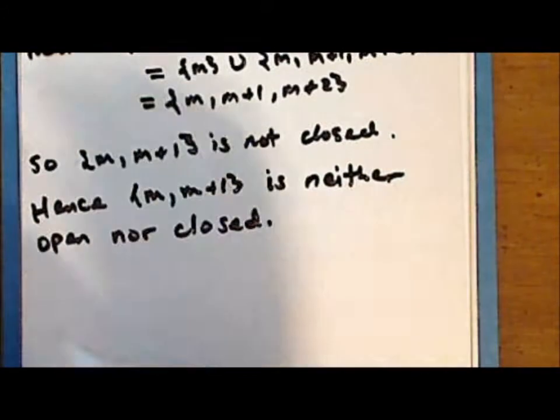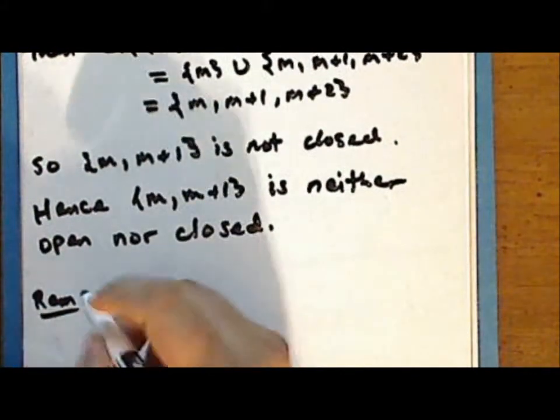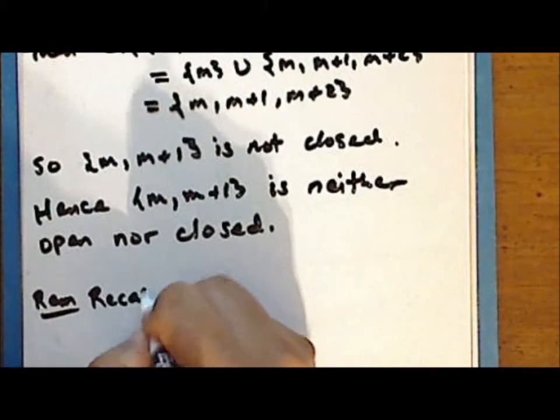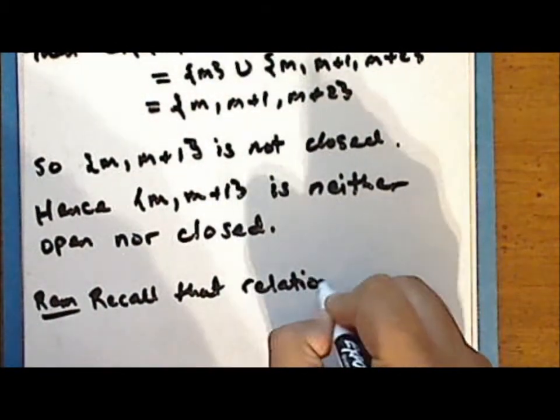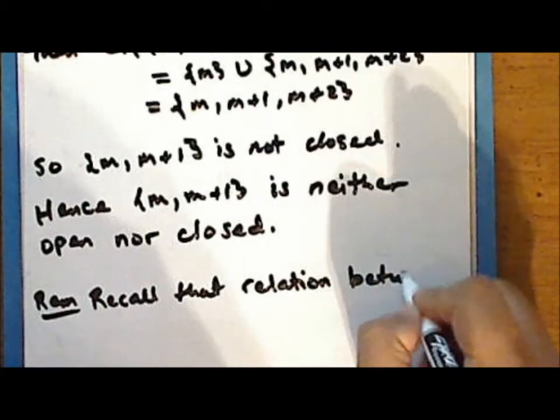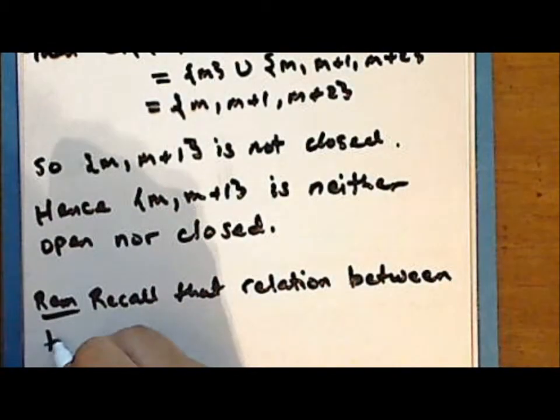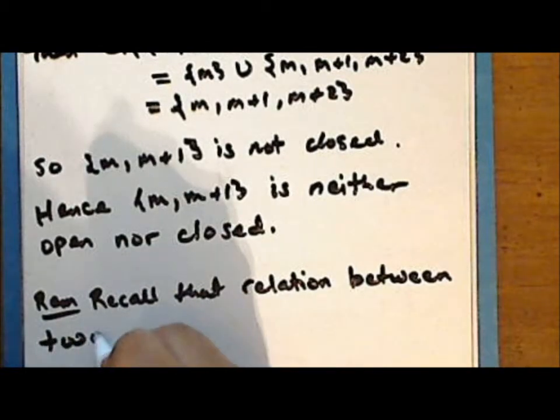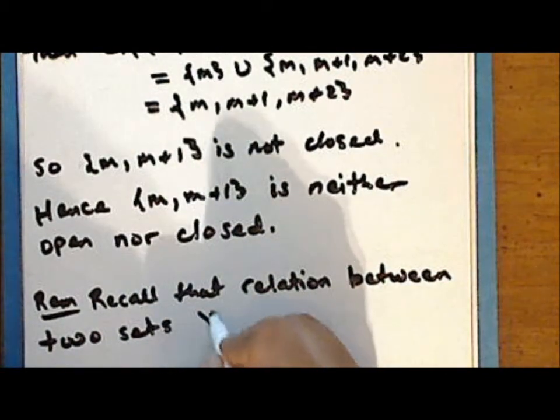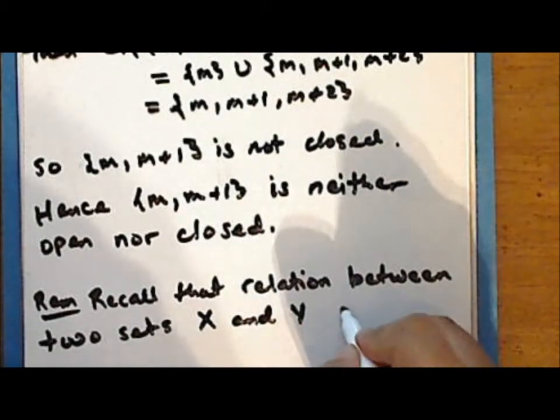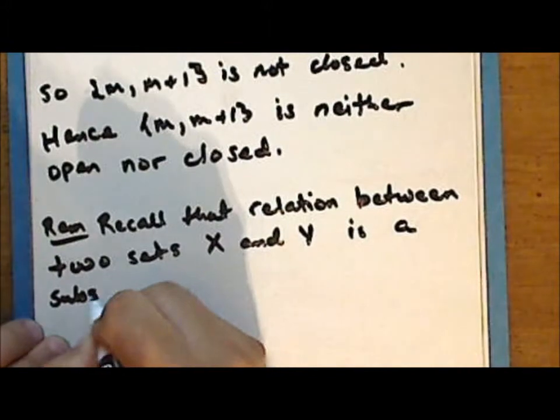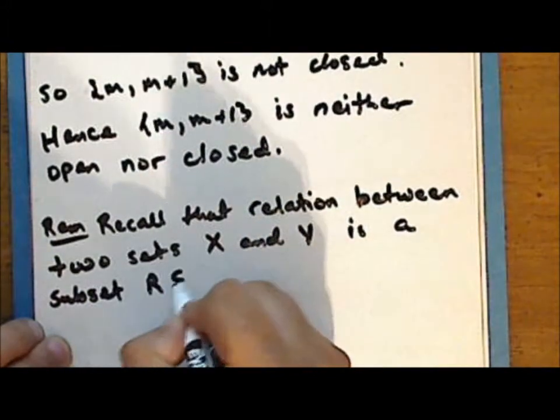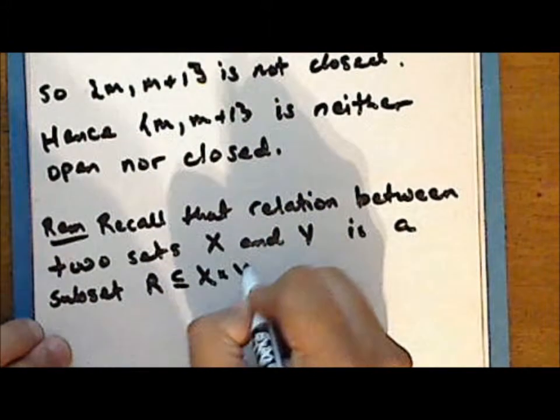Okay, so now we'll shift topics to relations. So first, recall that a relation between two sets, which we'll call X and Y, is a subset R of the Cartesian product of X and Y.